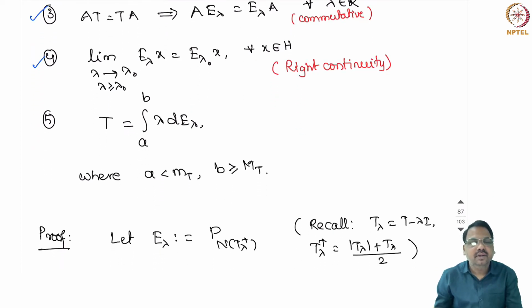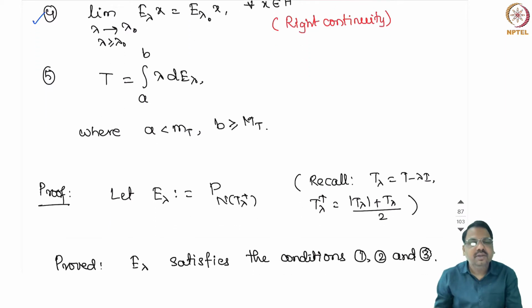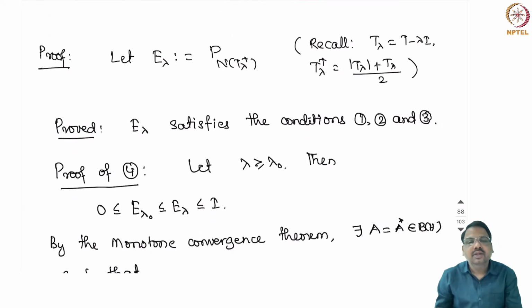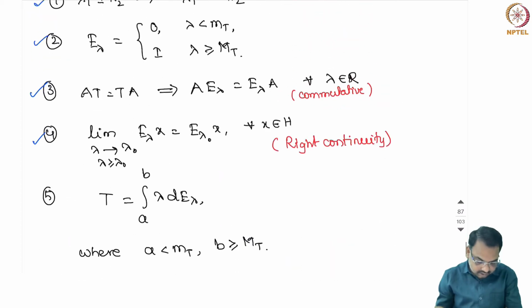That means if we take E lambdas where lambda is bigger than lambda naught, then E lambda x converges to E lambda naught x for every x in H, and T can be represented using this integral, T equals integral a to b lambda dE lambda, and we have discussed the meaning of this integral, where a is less than or equal to small m_T and b is bigger than or equal to capital M_T. And we have shown that if you take E lambda to be the orthogonal projection onto the null space of T lambda plus, where T lambda is T minus lambda I and T lambda plus is nothing but mod T lambda plus T lambda by 2, then this E lambda satisfies all the required conditions.